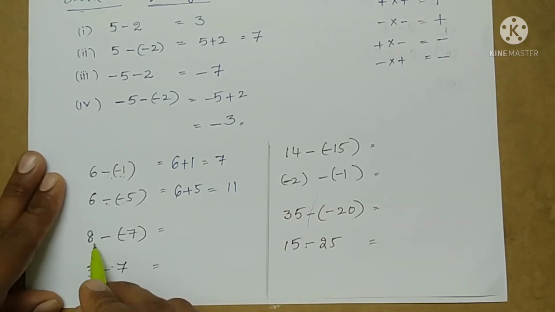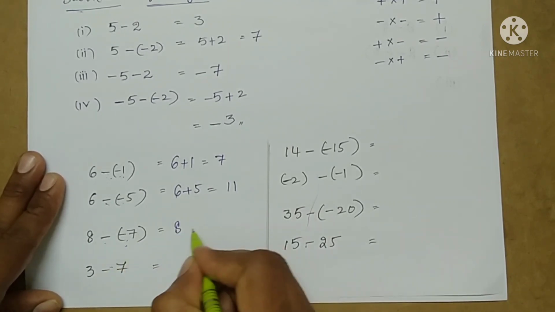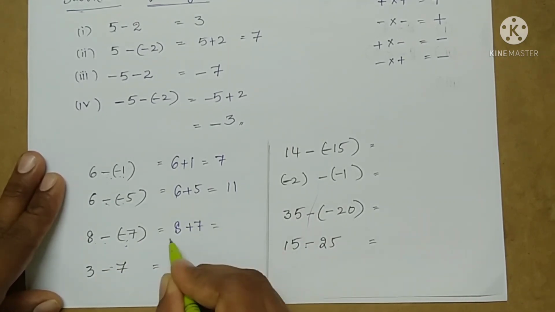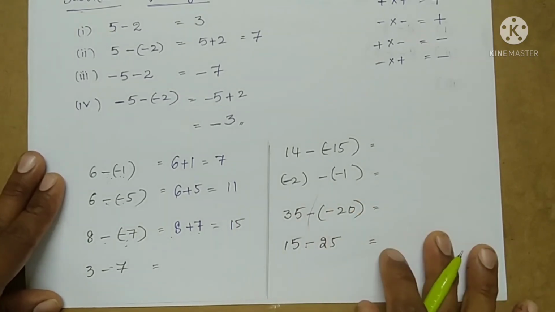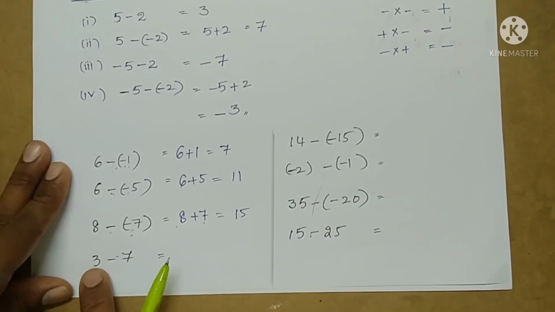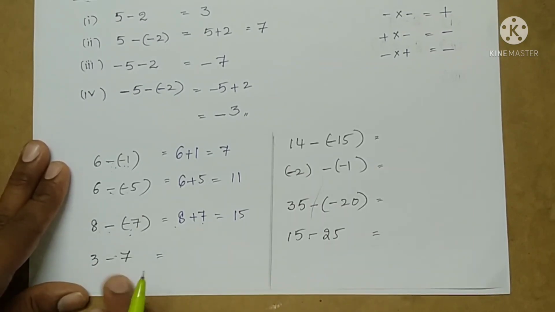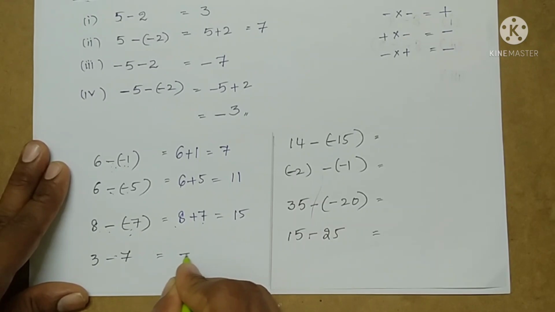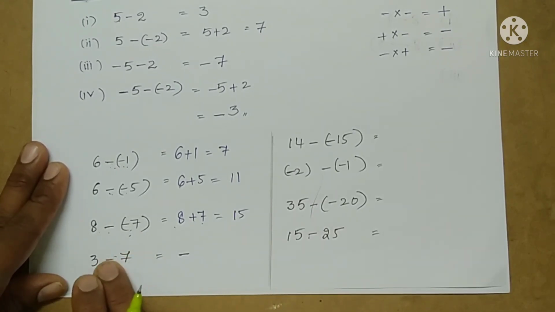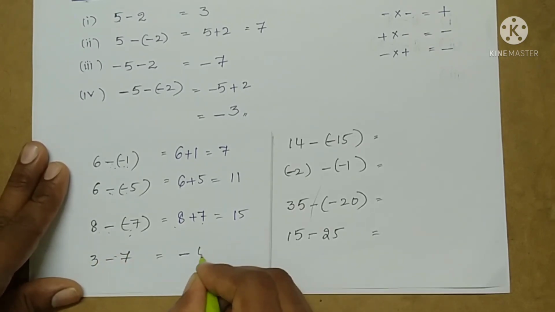Okay. So 8 minus of minus 7. So 8, minus into minus is plus 7. That is equal to 8 plus 7, which is 15. Okay. Here subtract 7 from 3. Subtract the highest one from the lowest one, right? Which symbol do we have to prefer? Minus. Why? Because here the highest one's symbol is negative, right? So 7 minus 3, result is minus 4.